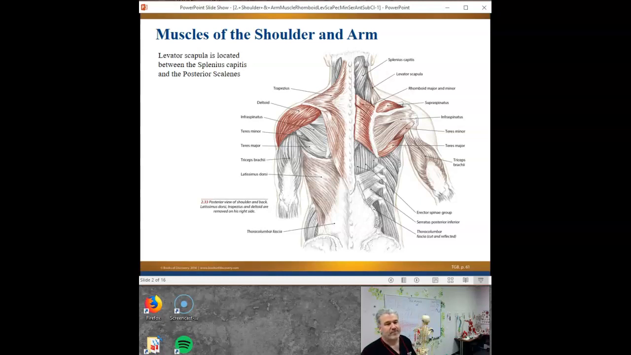Cool. Okay. We're going to be talking about the rhomboids, the levator scapula, the serratus anterior, and pectoralis minor today. Kind of exciting. You can't see some of those from this picture. All you can see is the rhomboids and levator scapula. Levator scapula is up by the neck, and rhomboids major and minor are actually between the spine of your body and the shoulder blades.